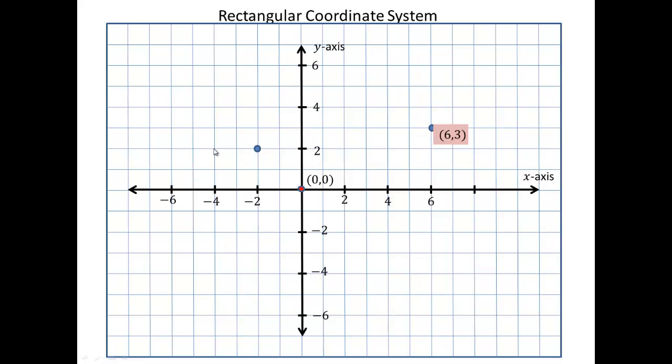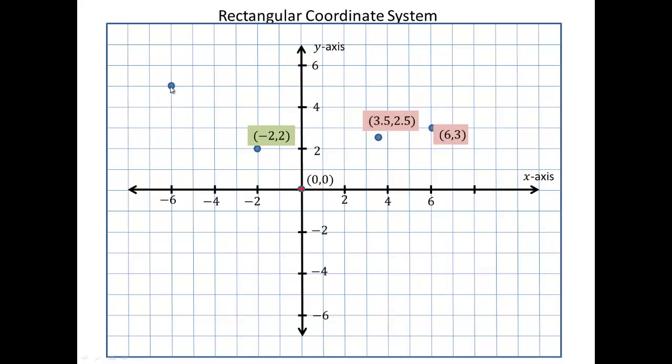What do you think that will be? Pause the video and see what you can write this as. All right, let's just do a whole bunch of points. How about that one? Because it's not on any particular tick mark, you're just going to have to estimate where it is. So we're 3.5 from 0 sideways and 2.5 up from 0, 0 in the y direction.